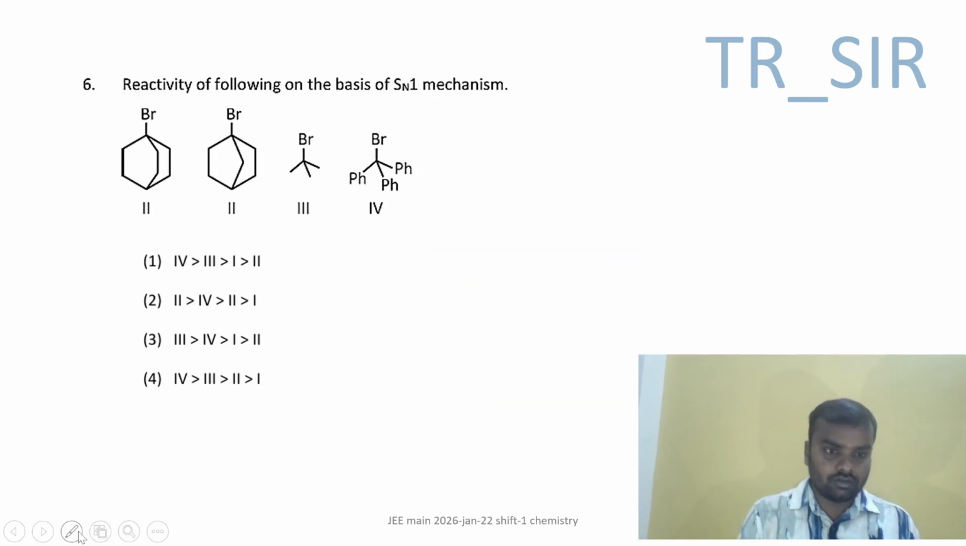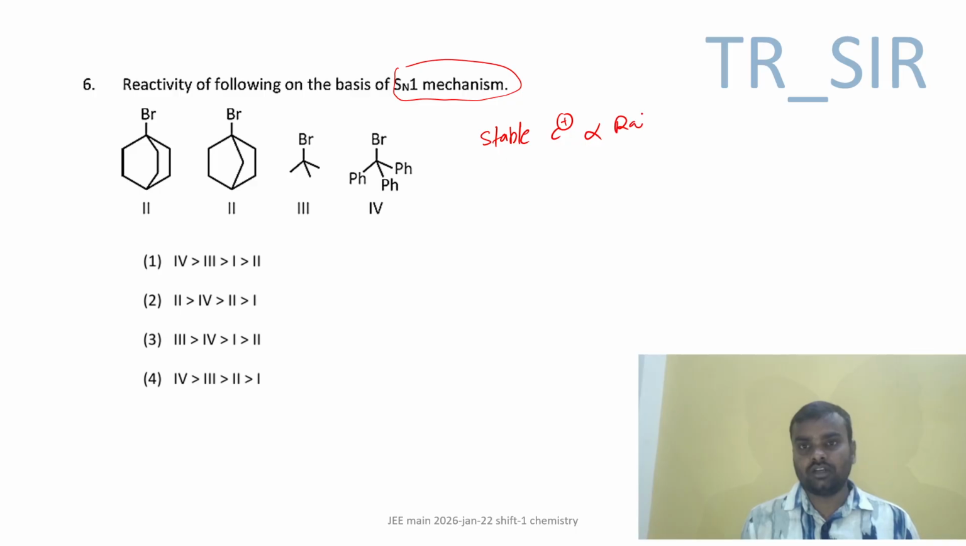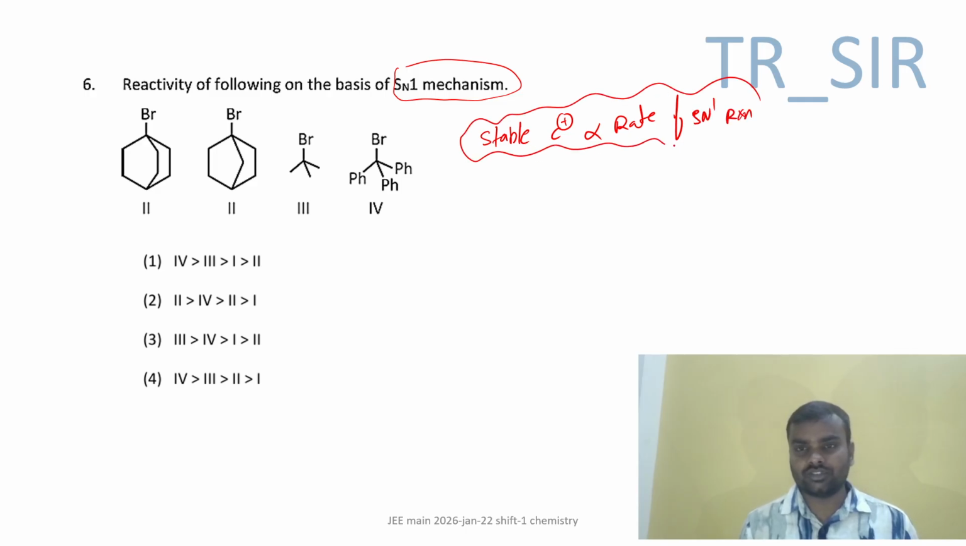Next one. This is a most important question: reactivity of the following on the basis of the SN1 reaction mechanism. In the SN1 mechanism, a stable carbocation is proportional to the rate of SN1 reaction. This is the fundamental idea for this question.